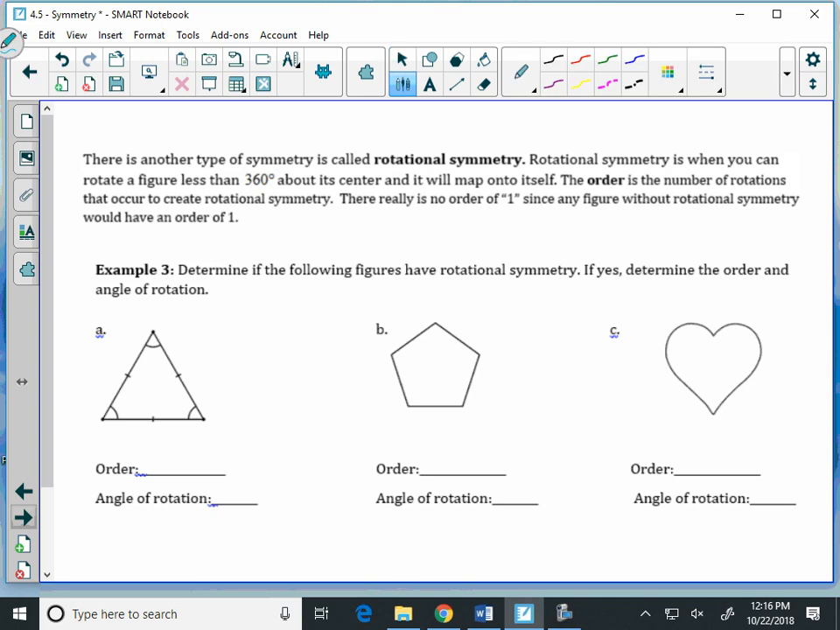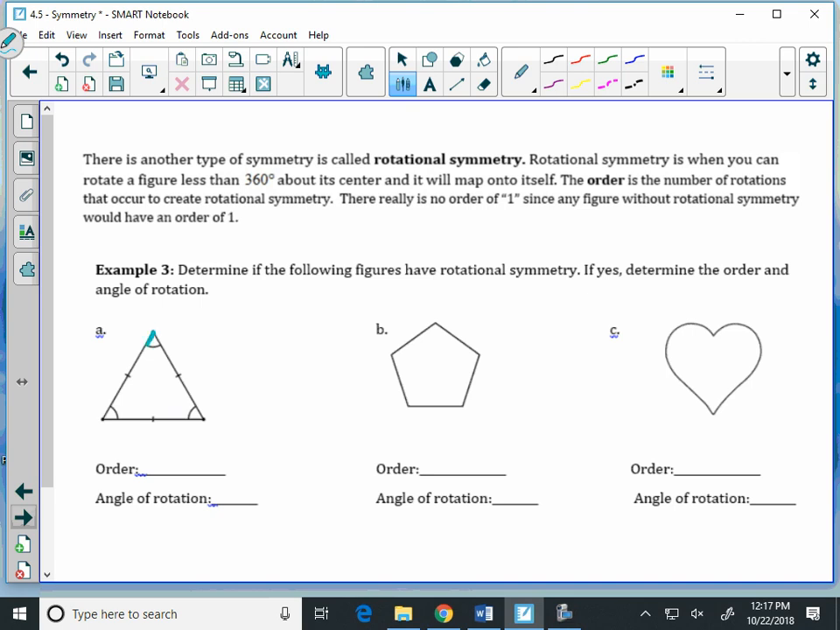Okay? So, this is not a true equilateral triangle. They said it was. It's not. They lied. Because when I do rotational symmetry, it doesn't work how I want it to. I need to find a new equilateral triangle. But we're going to determine if the following figures have rotational symmetry. Yes, you determine the order and angle of rotation. And the angle of rotation is just how many degrees you're rotating it so that it maps up onto itself. Okay?